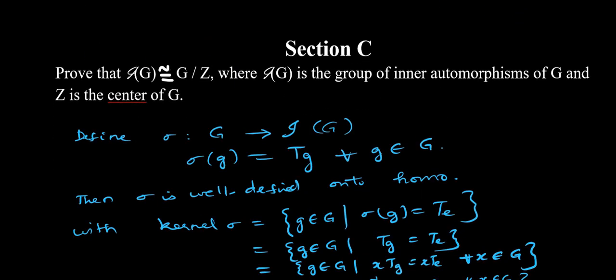Now in section C, this question can be asked, the statement of the problem is: prove that script I of G is isomorphic to G mod Z, where script I of G is the group of inner automorphisms of G, and Z is the center of G.